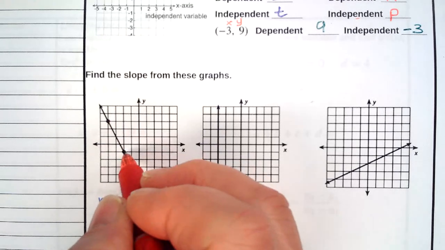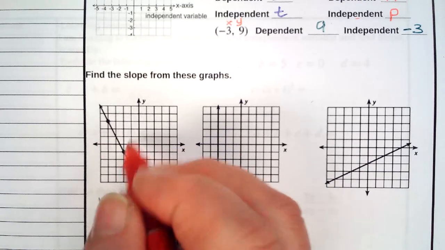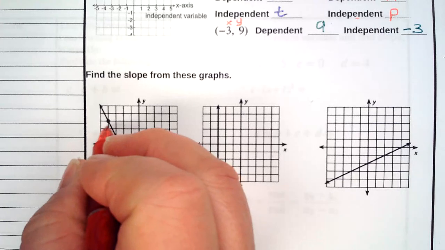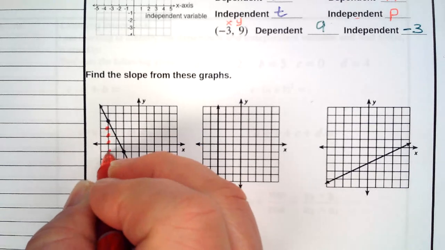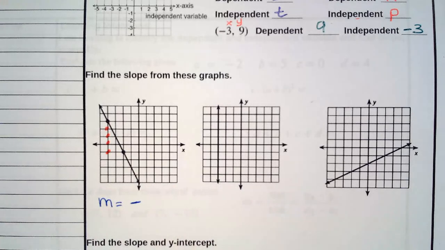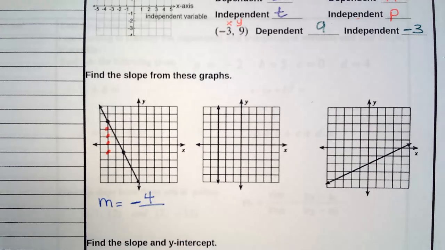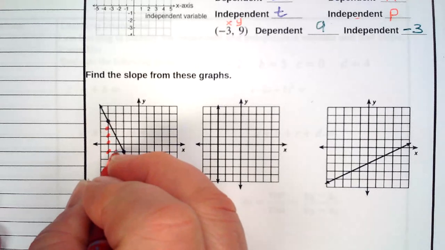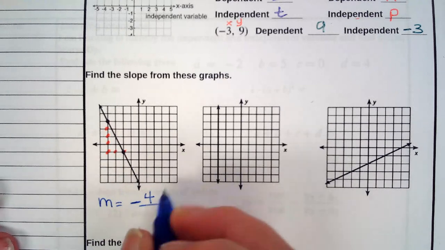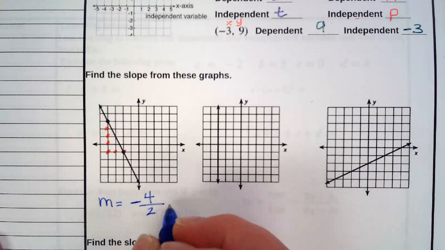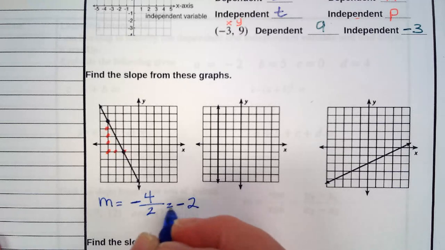I've got my points of intersection marked for me. That's where it goes through the corner of the box. I go down 1 box, 2, 3, 4. I go down 4. I go right 2. 1, 2. Down 4, right 2. Can I simplify? Yes. So this will be negative 2.